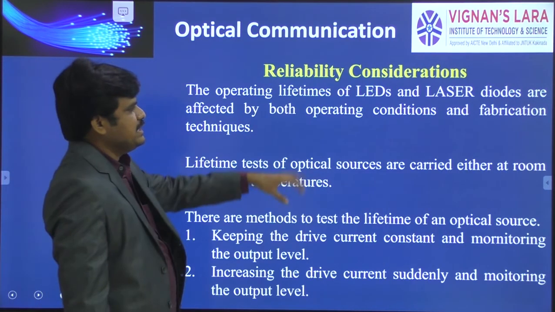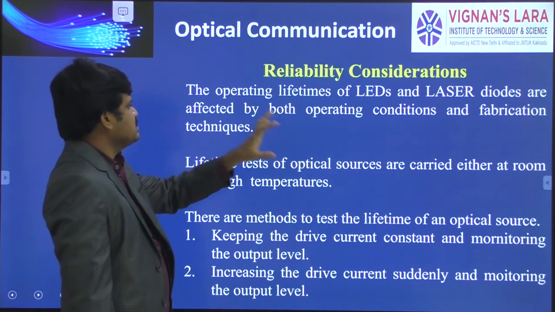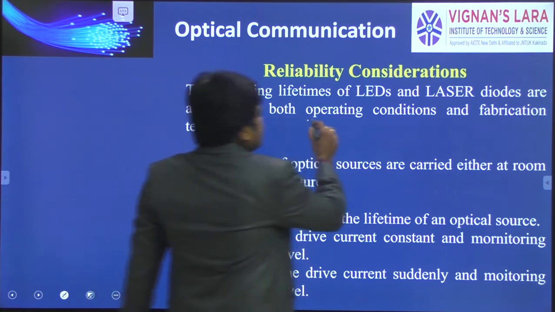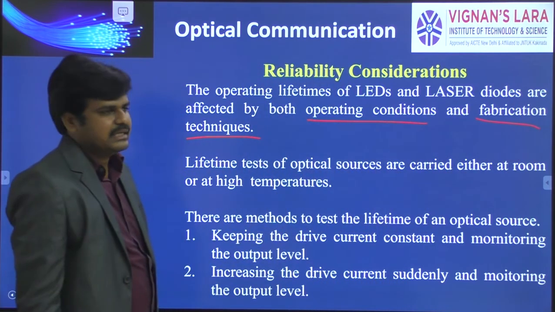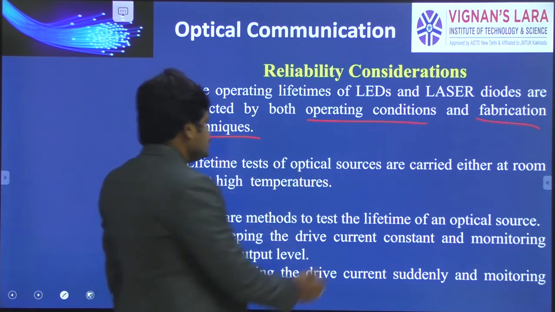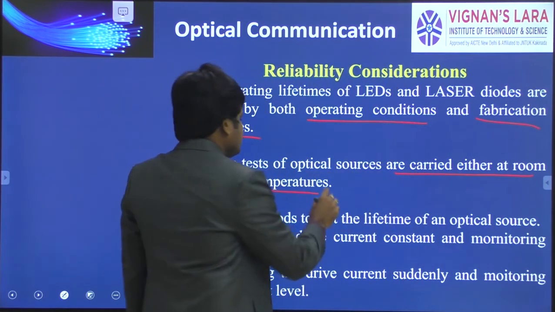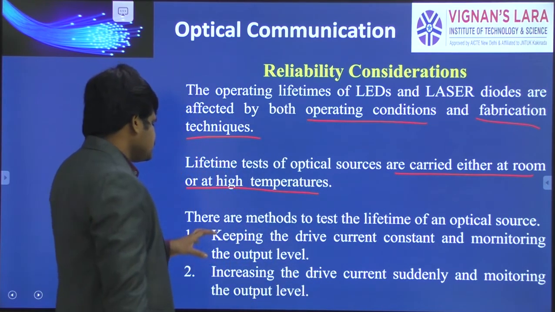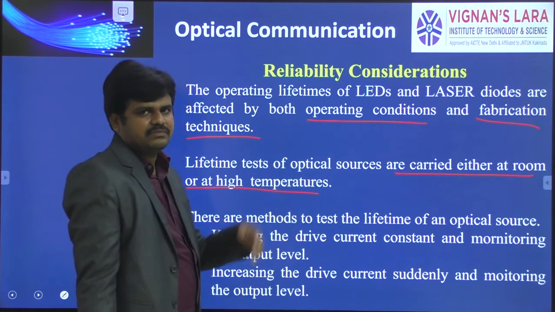Next is reliability considerations. The operating lifetimes of LEDs and laser diodes are affected by two parameters: one is the operating condition, and the other is the fabrication process or technique. The lifetime tests of the optical sources are carried out either at room temperature or at high temperature. There are some methods to test the lifetime of the LED or laser.